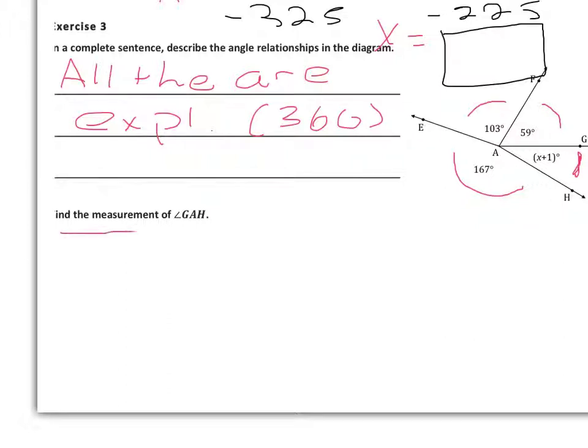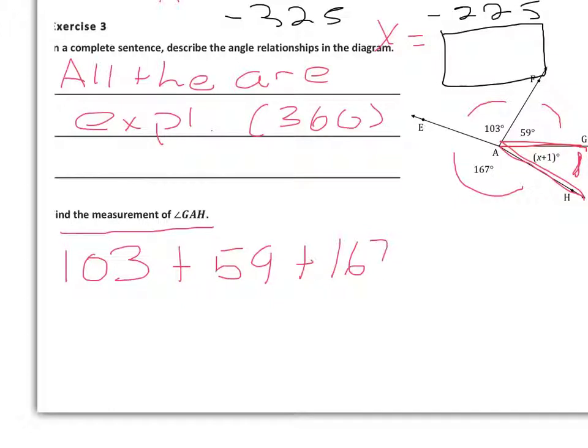So if we're going to find the measurement of this angle right here, we need to make an equation. So let's start off with our constants. This is 103 degrees plus, the next one's 59 degrees plus, and the last one is 167 degrees. Now, our unknown here is x plus 1. That's the final thing that we need to figure out. But we do know that all that is equal to 360 degrees.